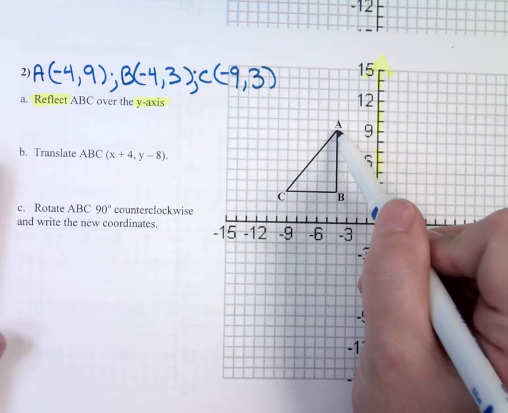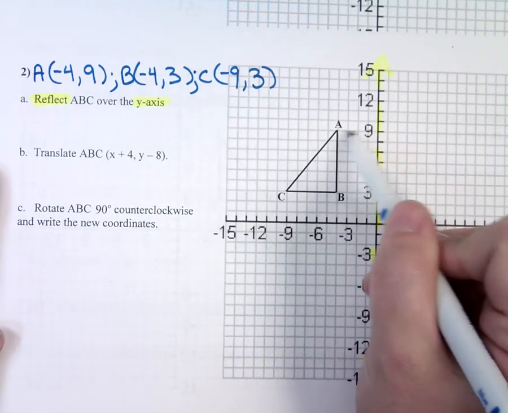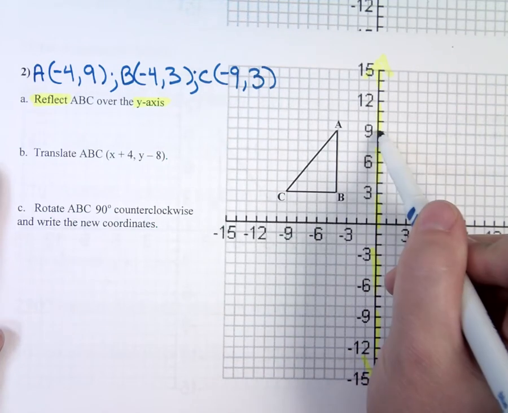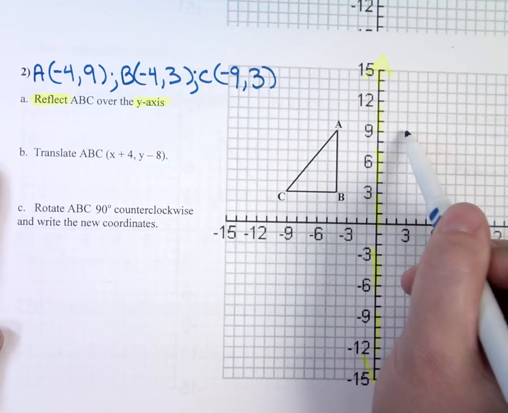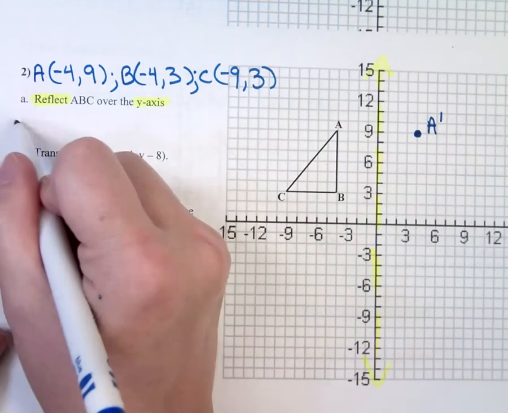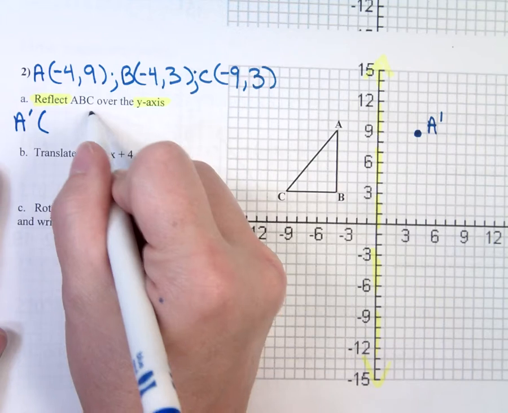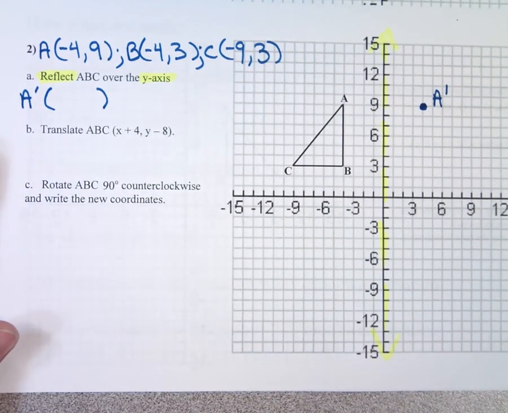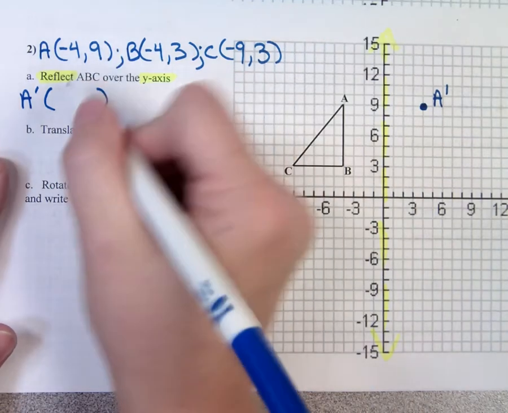So let's start with A. Abel, can you tell me how far away is A from the y-axis? 4. 4, so I'll go 4 the other way. And here's my new A called A prime. And what is the ordered pair for A prime? 4, 9, good.